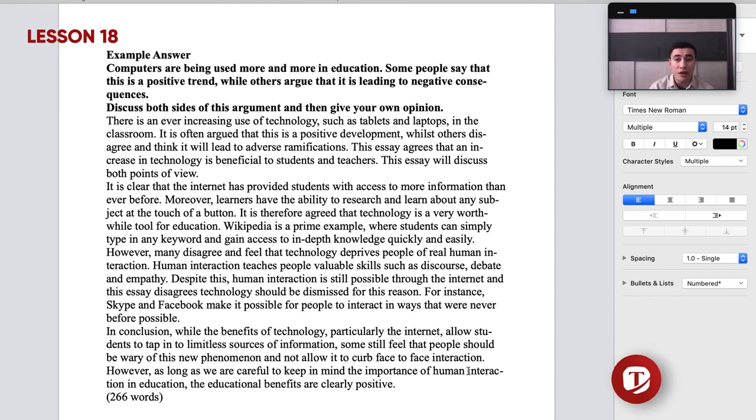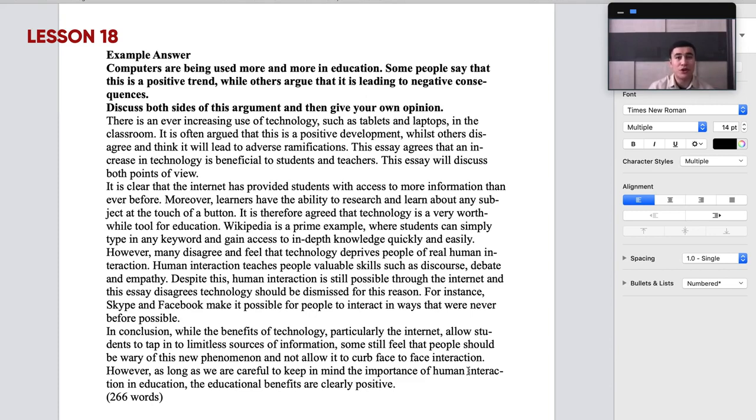Now, it is often argued that this is a positive development, whilst others disagree and think it will lead to adverse ramifications. So the second sentence is stating both views, guys, and this essay agrees that an increase in technology is beneficial to students and teachers. This is a thesis statement. This essay will discuss both points of view. This is an outline, guys. Now, it is clear that the internet has provided students with access to more information than ever before.